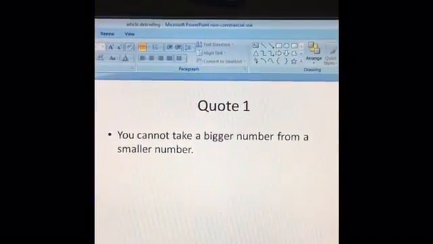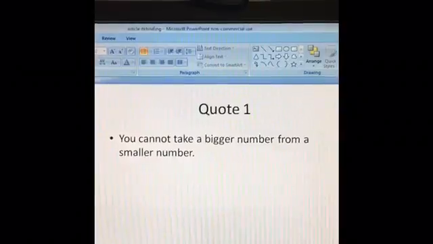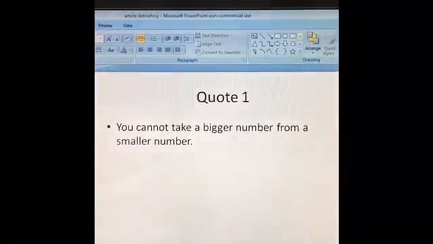Quote 1. You cannot take a bigger number from a smaller number. Reflection on quote 1. When students encounter application or word problems that involve context that include integers, students learn that the rule "you cannot take a bigger number from a smaller number" is not always true for all problems.